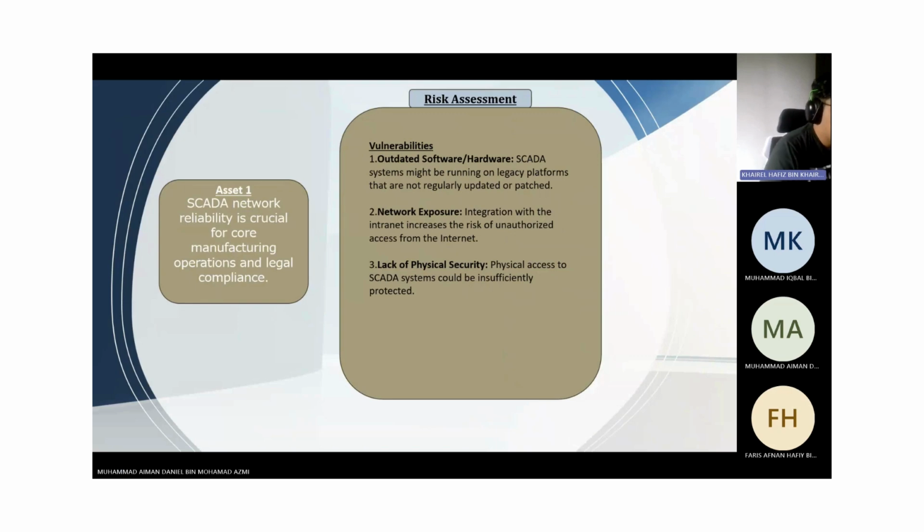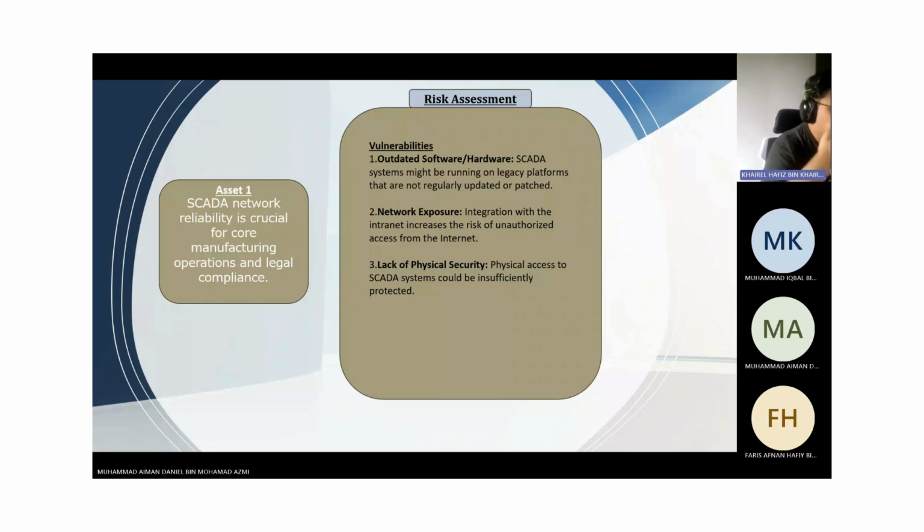Why SCADA is vital for the company: these systems are crucial for core manufacturing operations, which is they control and monitor the company's essential manufacturing processes. Second, safety and efficiency, which is they ensure the operation runs safely and efficiently. Third, revenue generation, which is they are critical for the company's ability to generate income. And last, legal compliance, which is they maintain records required by law for the automotive industry, which are regularly inspected by government agencies. Failure to manage these records properly could result in fines and legal penalties.